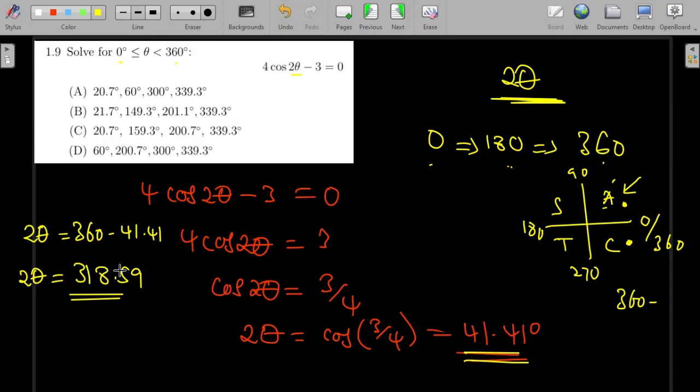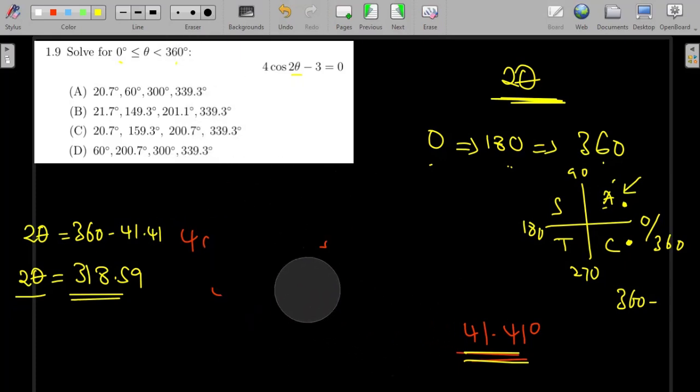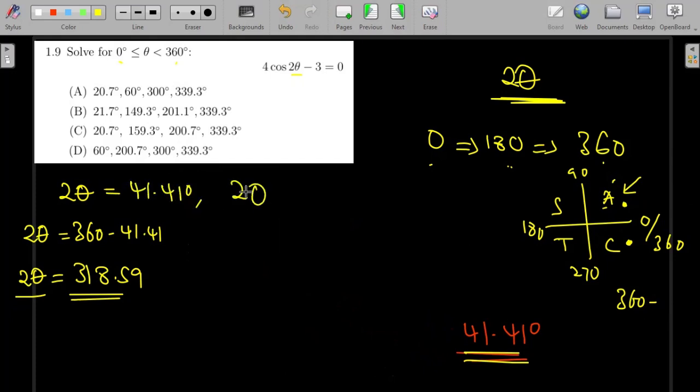And then from there, what are we going to do? Since we have 2 pi here, we're going to add 360 here and also add 360 there to get the other 2 thetas. Remember the first one was that 41, and then we used this scenario to find the other one. So my 2 theta, the first one was 41.41 degrees. The other one was 318.59 degrees.